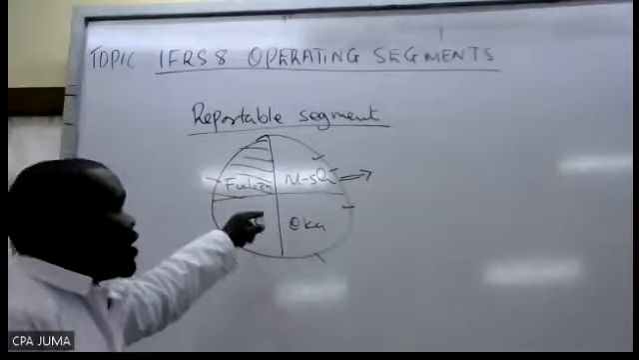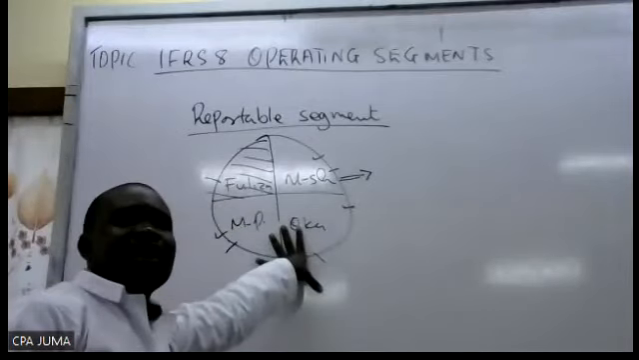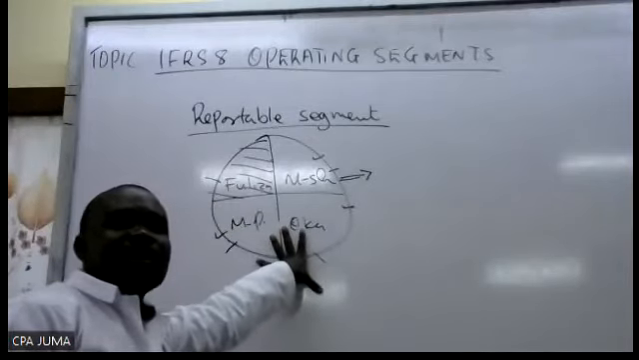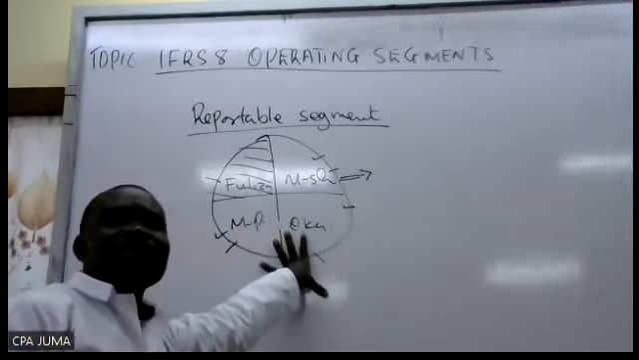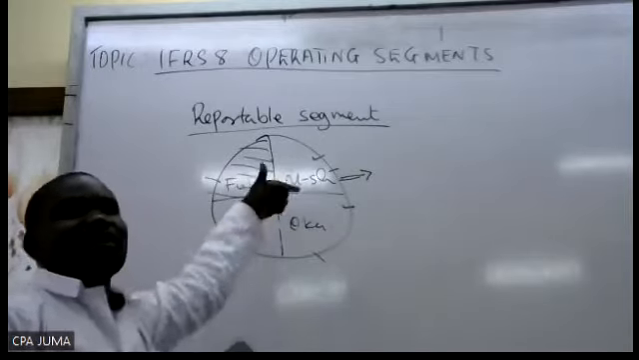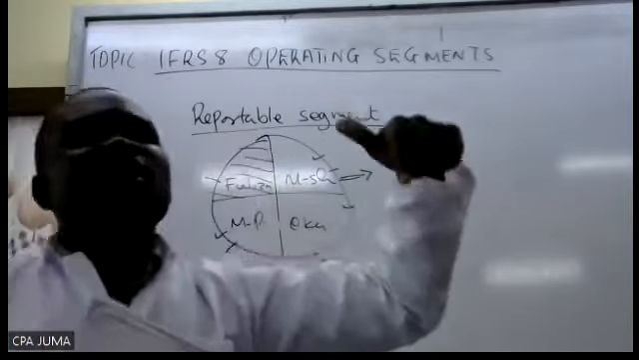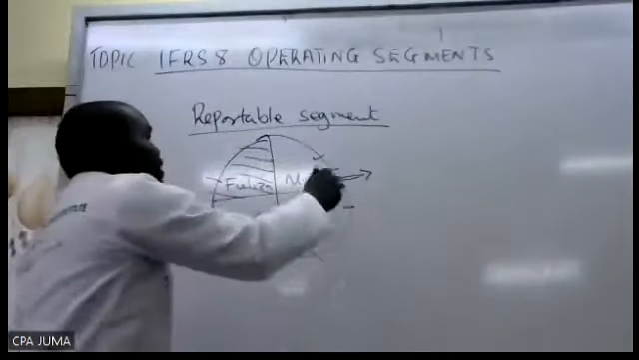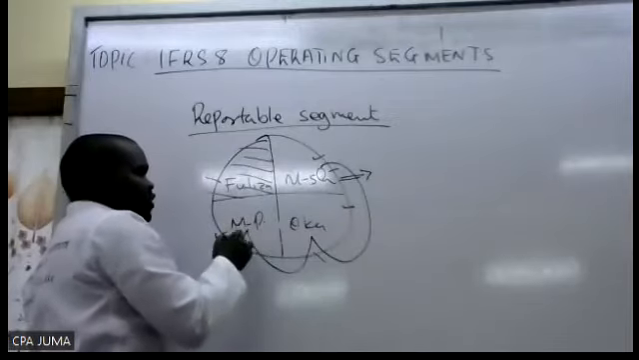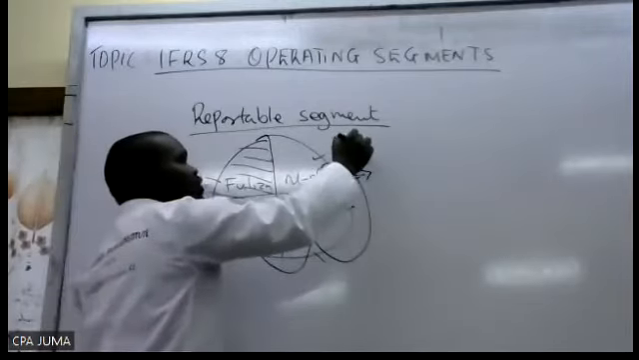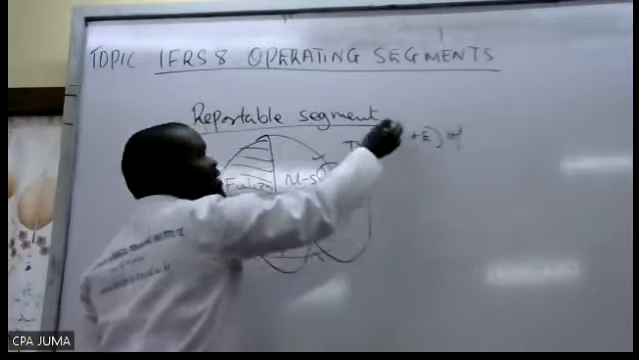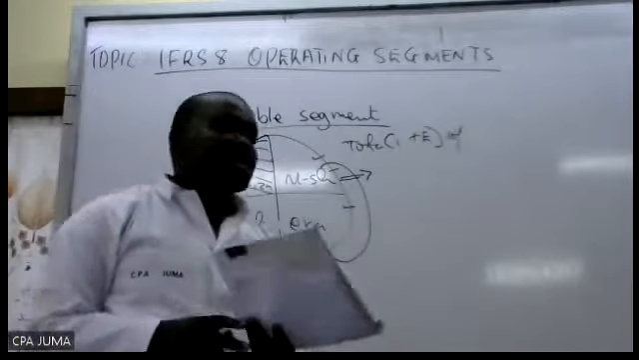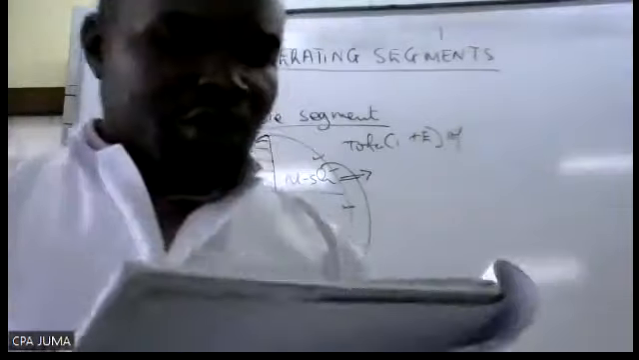Internal, nowadays management accounting is not there. Those who are doing management accounting, you know about transfer pricing. Transfer pricing, they call it intersegment sales. If this segment sells to that other section, that is called transfer pricing. So those are the intersegment sales or the internal sales. When you take the total revenue, both internal and external, it should be at least 10% of the combined. If it is less than 10%, then it should not be reported upon.